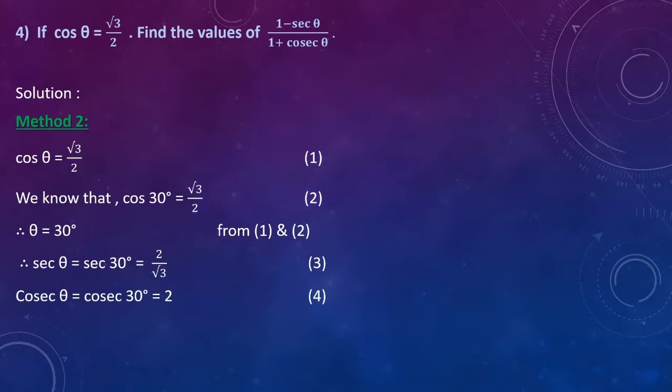Also cosec theta is equal to cosec 30 degree, and again from the same table we can say that cosec 30 degree is 2. Let it be equation number 4. Now in the question they have asked us to find the value of (1 minus sec theta) upon (1 plus cosec theta).